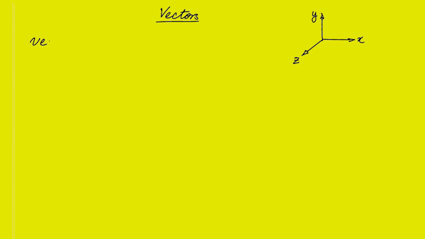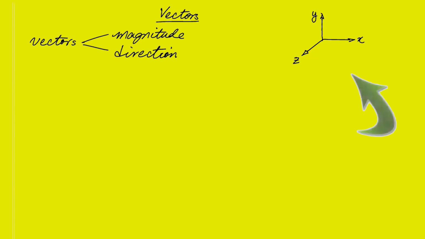When you think about vectors, you have to keep in mind two important aspects. One is the magnitude, the other one is its direction. We will use some unit vectors to represent this: i pointing in the x direction, j pointing in the y direction, and k pointing in the z direction. And each unit vector has a length of 1.